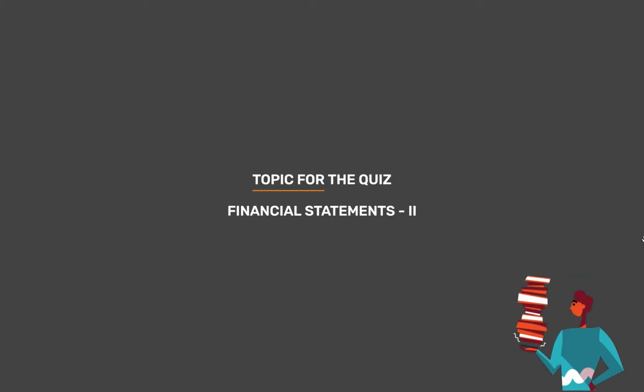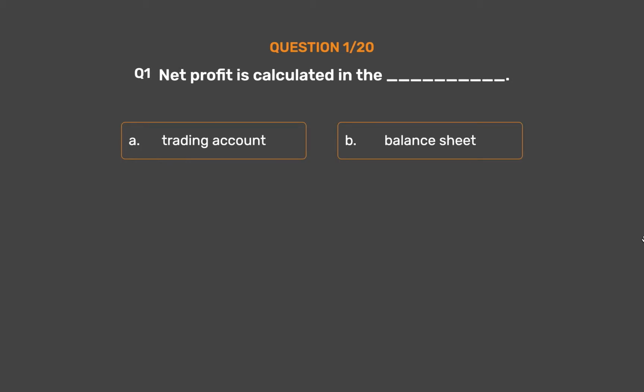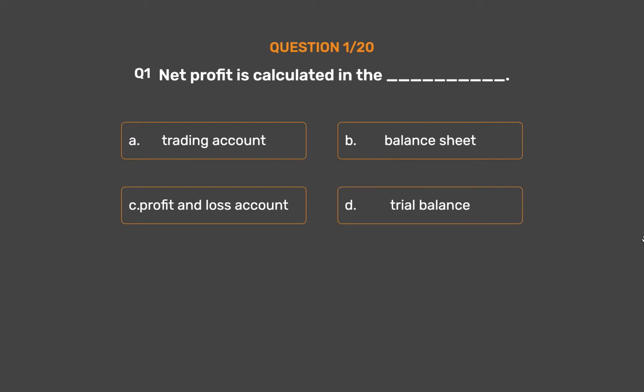Topic for today's quiz is Financial Statements 2. Question number 1. Net profit is calculated in the underscore. Option A. Trading account. Option B. Balance sheet. Option C. Profit and loss account. Option D. Trial balance.